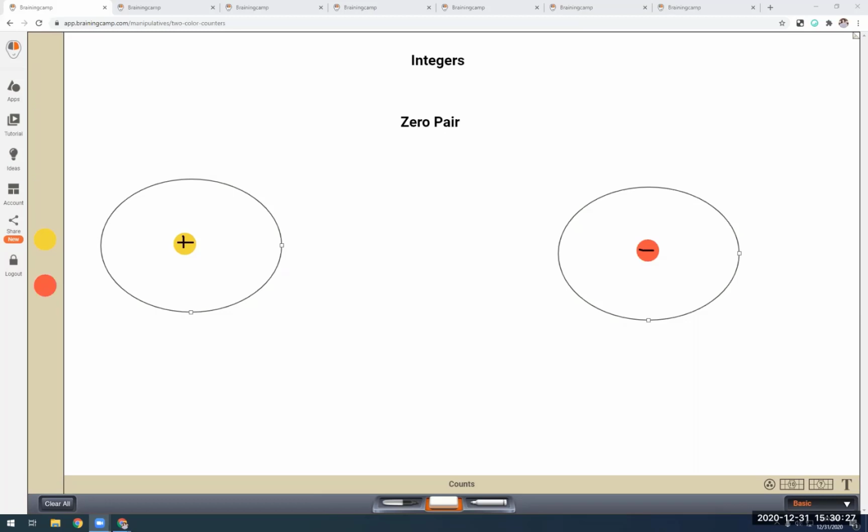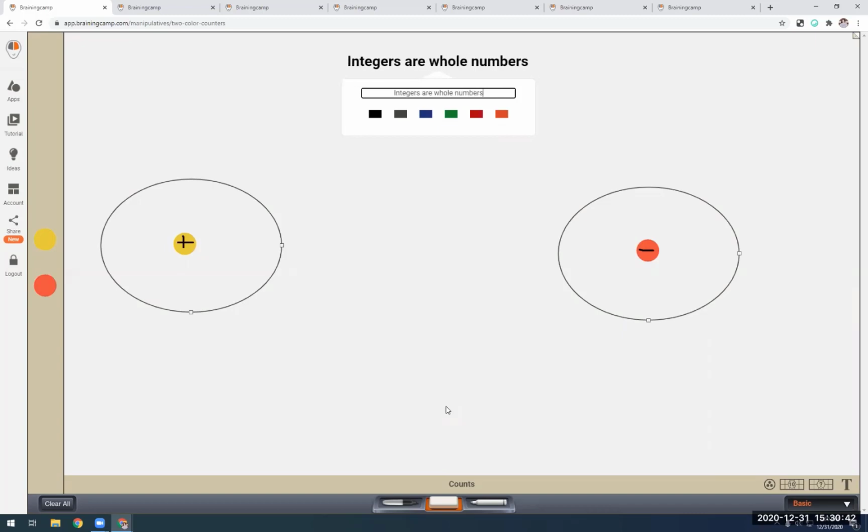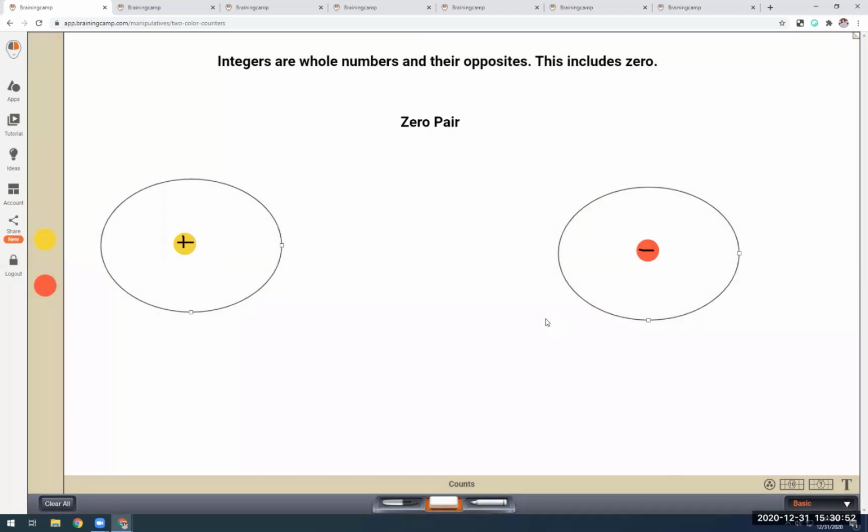I am going to be talking today about adding and subtracting integers. So let's get started. The first word I said was integers. Let's define what integers are. Integers are whole numbers and their opposites. Okay? This includes 0. That kind of seems like a mouthful, but let's break it down.